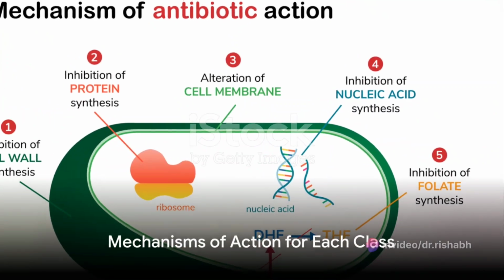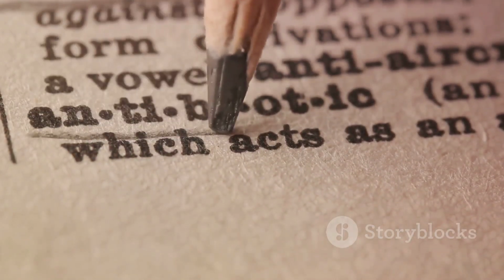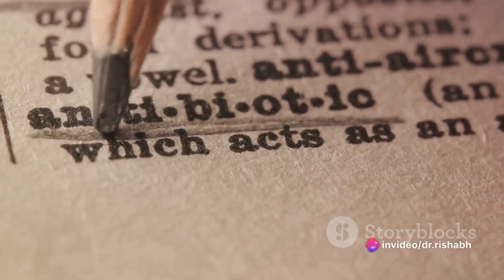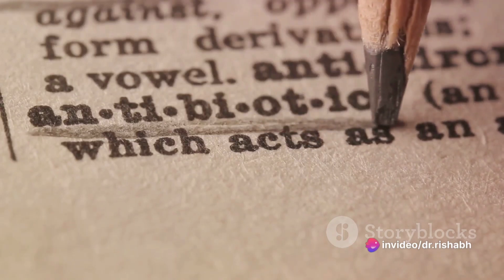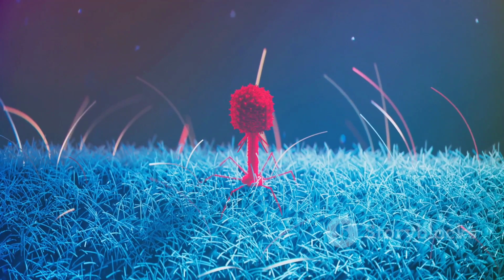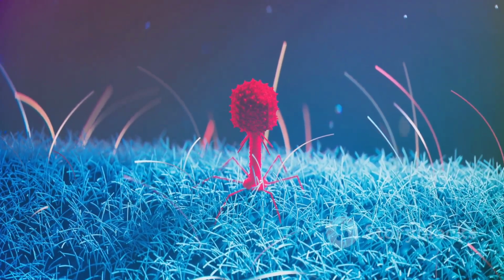Now let's delve into the mechanisms of action for each class of antibiotics. Beta-lactams, like penicillins and cephalosporins, inhibit bacterial cell wall synthesis by binding to proteins in the cell wall. Macrolides, like erythromycin, bind to the bacterial ribosome, inhibiting protein synthesis.